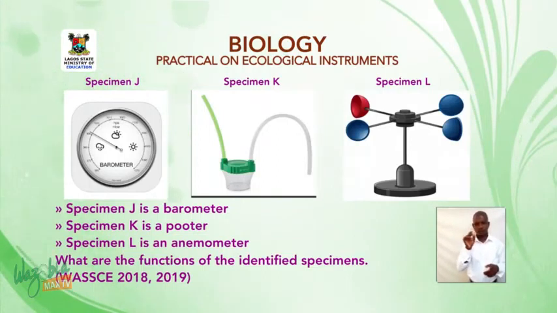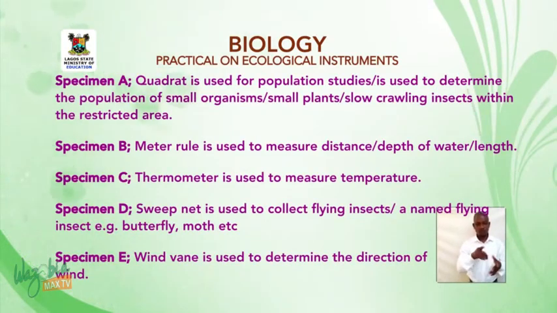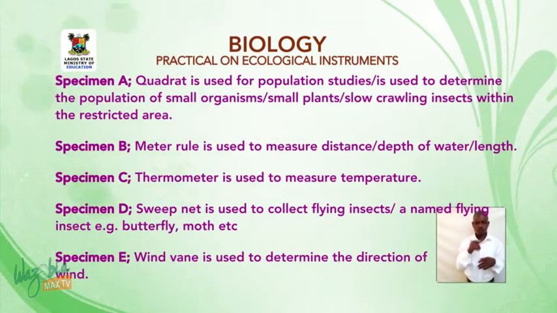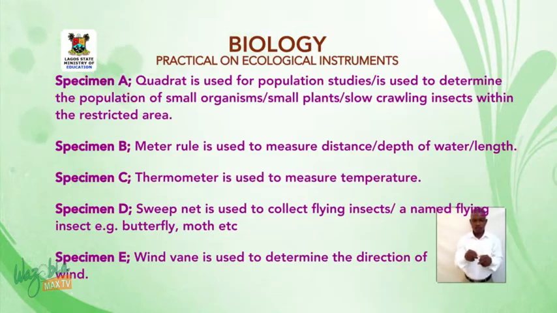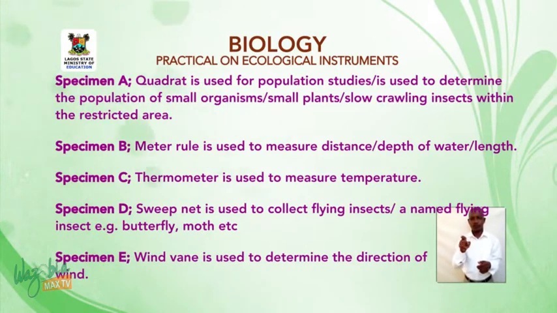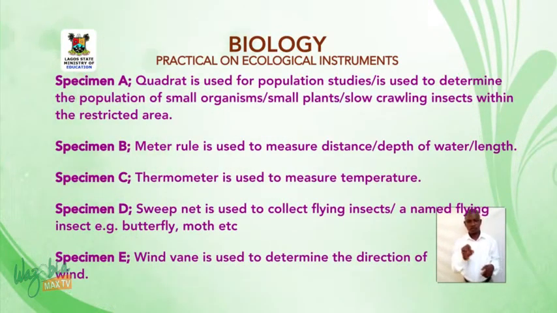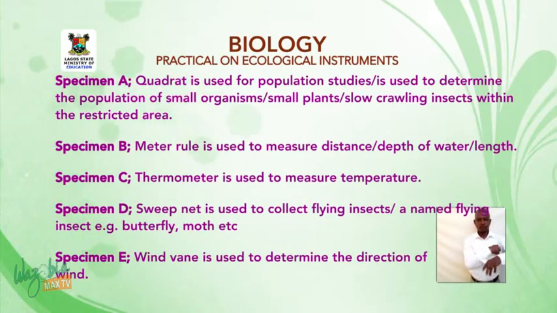2018-2019. Specimen A, quadrat, is used for population studies, or is used to determine the population of small organisms or small plants or slow-crawling insects within the restricted area. Specimen B, meter rule, is used to measure distance or depth of water or length. Specimen C, thermometer, is used to measure temperature.